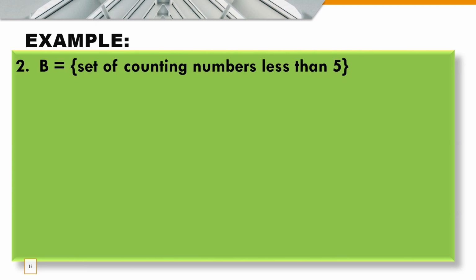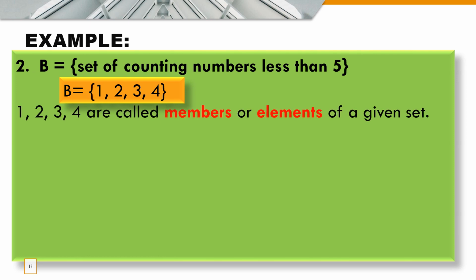Have another example. Set B equals the set of counting numbers less than 5. So what are the counting numbers less than 5? Remember the counting numbers? Okay, so right. So we have 1, 2, 3, and 4. 1, 2, 3, and 4 are called members or elements of a given set.